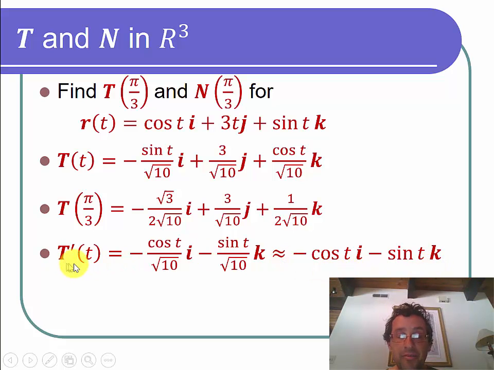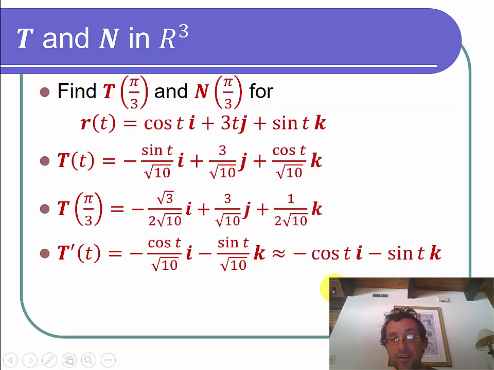That is not the derivative of the unit tangent vector, but it's in the same direction, and that's all we care about. So it's a little simplifying trick that helps out so that we don't have to do quite as much messy stuff. And then we get even luckier, because if we take the magnitude of this vector, negative cosine t i minus sine t k, you get cosine squared plus sine squared is 1. The square root of 1 is 1. So this is a unit vector.